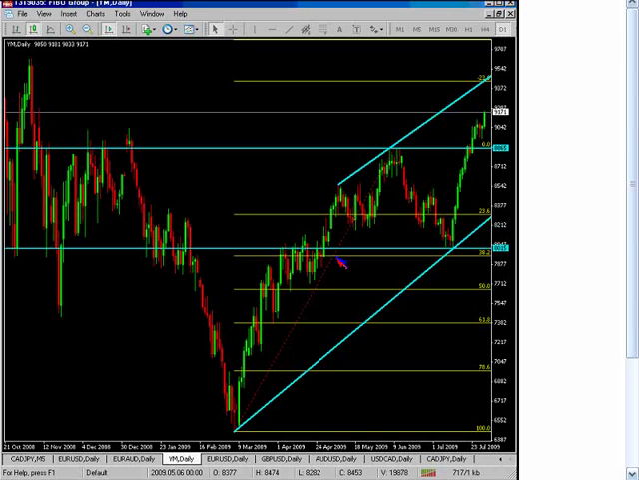Now, in a perfect world, the market would come all the way exactly to the support line and then turn around and bounce back up. Well, it's not a perfect world. Trading really never is.